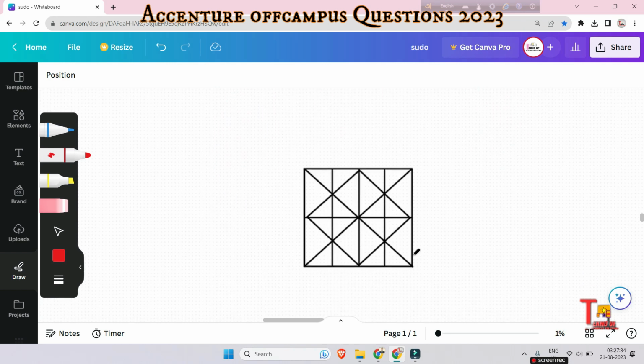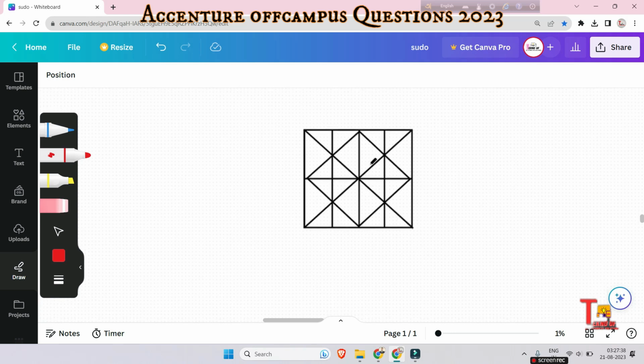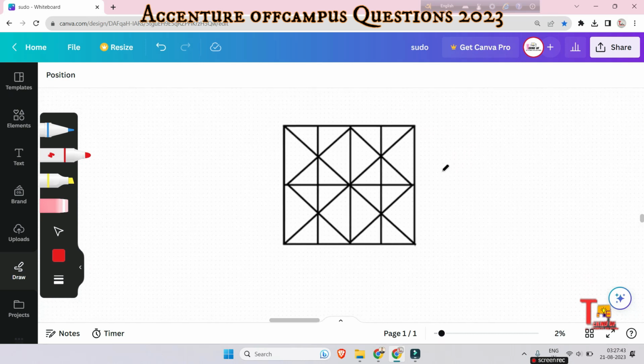Okay, let's go to our next question, that is this. So at first check how many horizontal lines are there, then how many vertical lines, then how many slanting lines, right? And don't consider a single line to be multiple lines, right? This is the common mistake I'm again repeating.